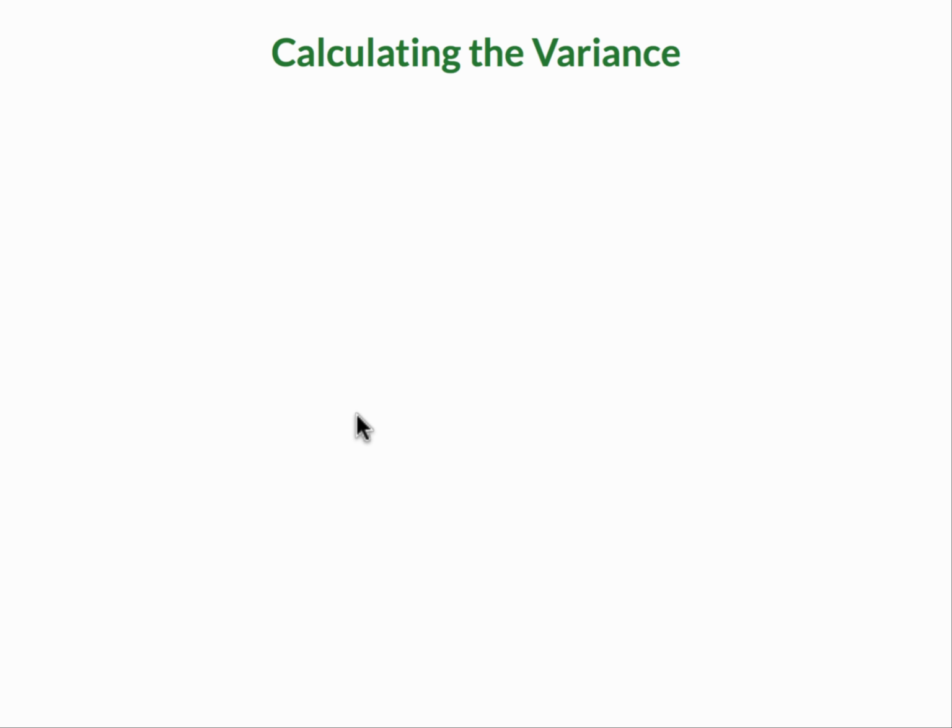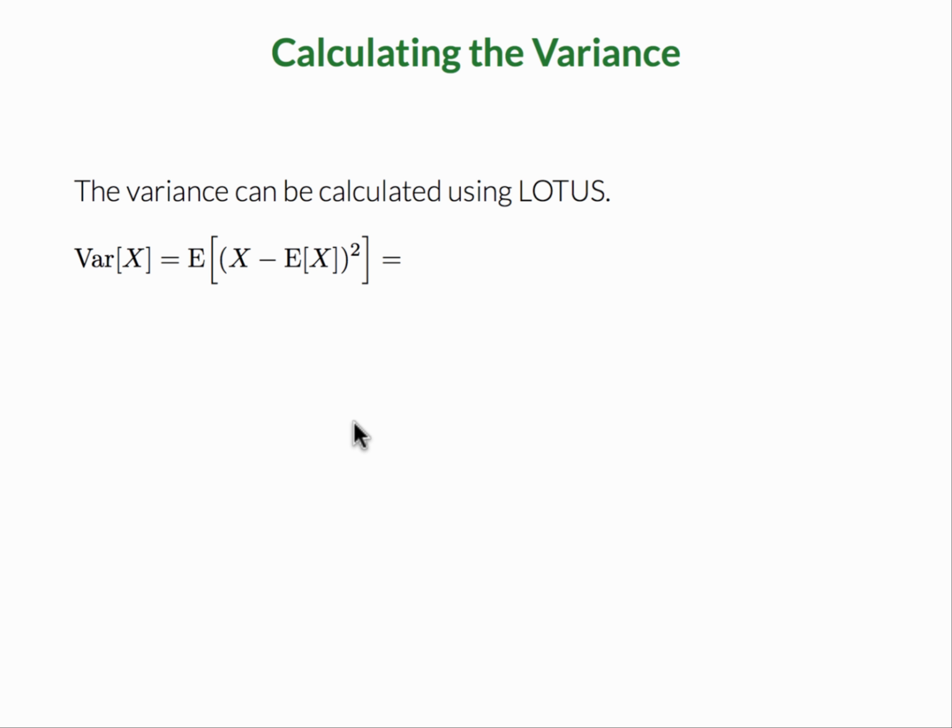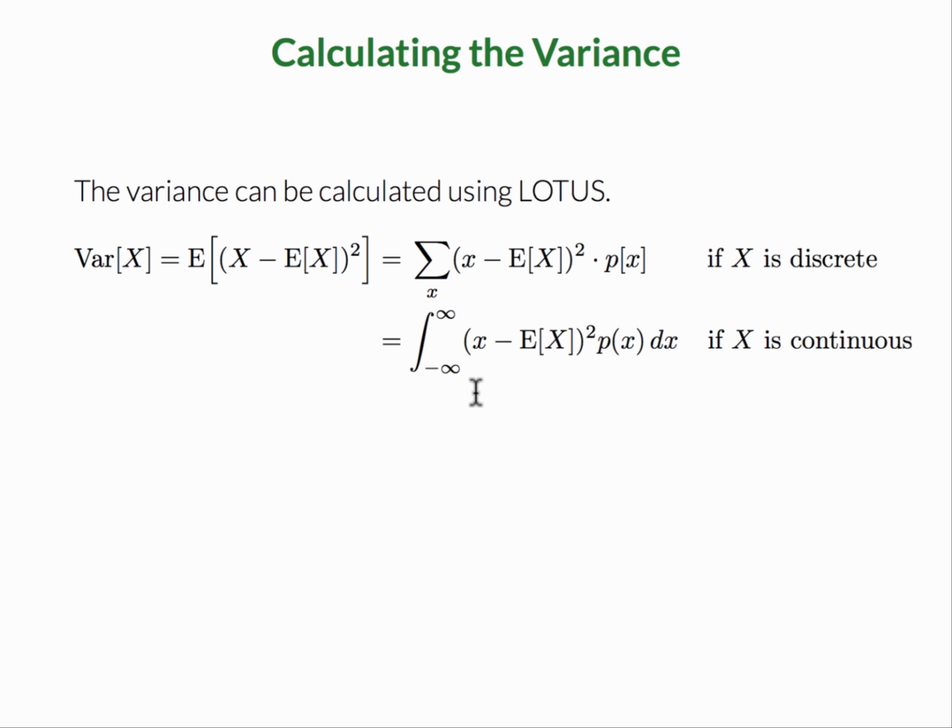Next, let's talk about how to calculate the variance. Since we need the expected value of some function of x, the variance can be calculated using LOTUS. So if x is a discrete random variable, the formula looks like this, where we weight these squared deviations from the center by the PMF. If x is a continuous random variable, then the sum becomes an integral and the PMF becomes a PDF.